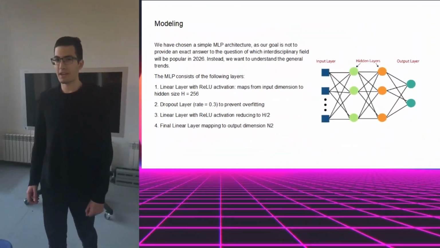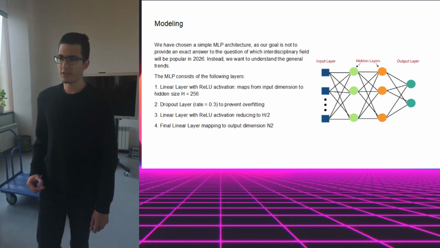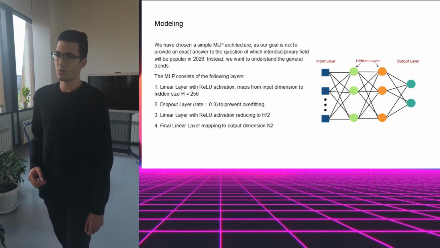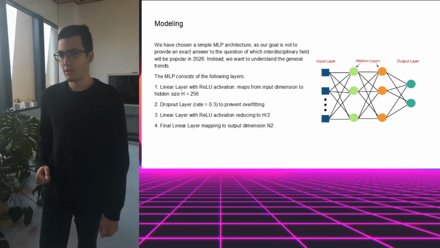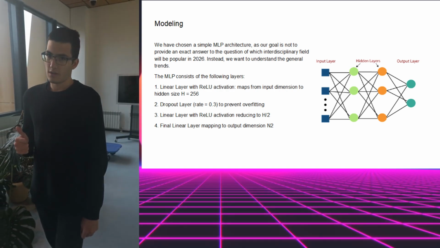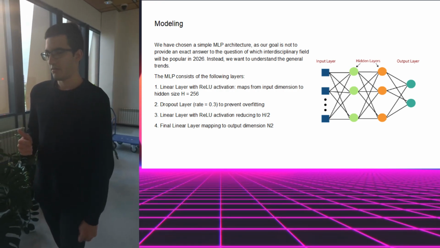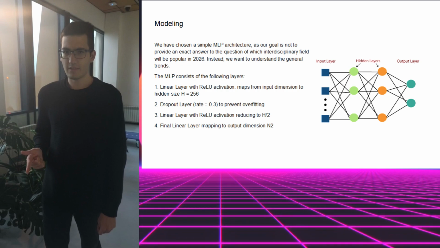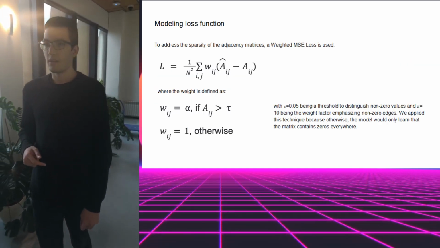We chose an MLP architecture because we just need to analyze the trends in the mathematical article sphere, but not an exact answer. So we regularize our neural network with dropout. We stack 2 layers, and we think that it is enough for us.